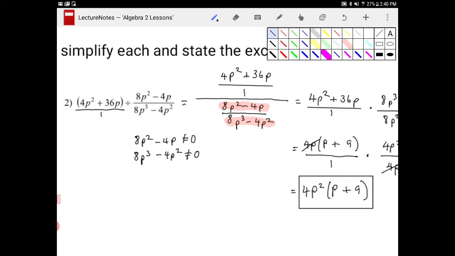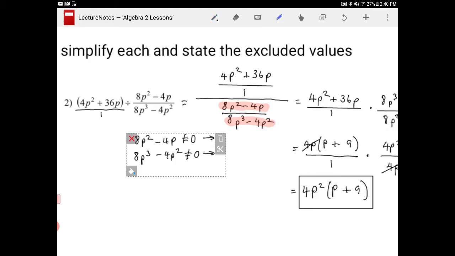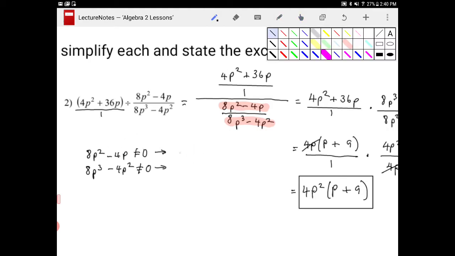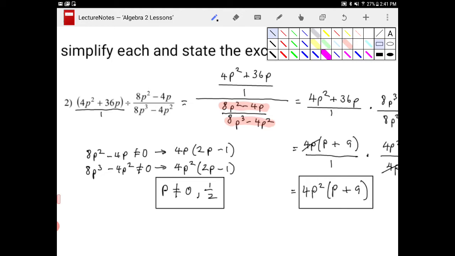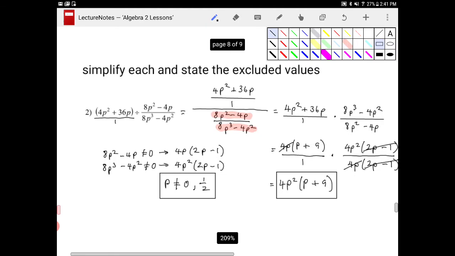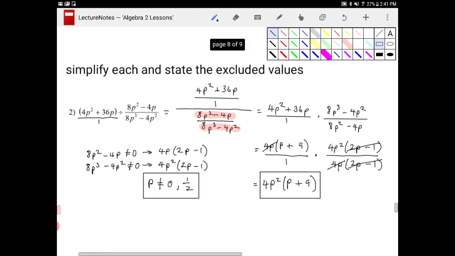I'm just going to rewrite this. I can see that 4p is a common factor, so I have 2p minus 1, and here 4p squared is a common factor, and again I have 2p minus 1. Looking at this, p cannot equal 0 or 1/2. It just so happens that between the numerator and denominator we have the same excluded values, and that's okay. Let's take a look at another example.